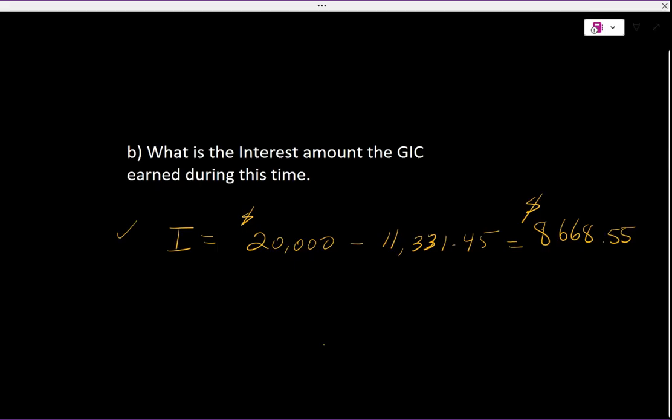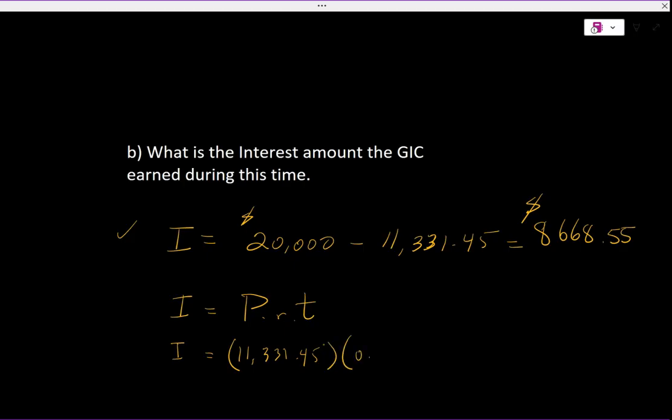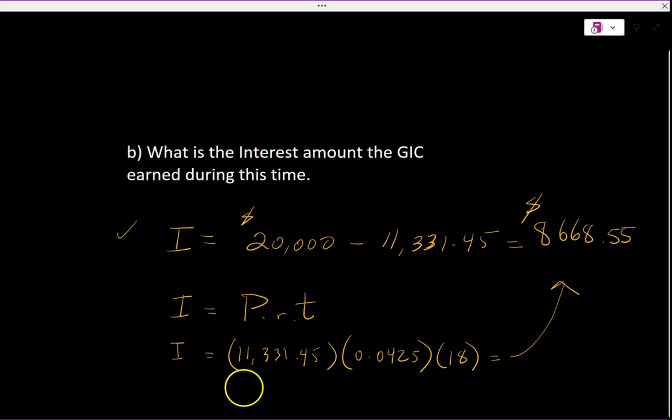The harder way is using this formula, the interest formula, which is PRT, okay? Now, I am not going to do that, but you can go ahead and plug numbers in for the principal amount that you got, which is 11,331.45 multiplied by 0.0425 multiplied by 18, and then you should get that number. And if you don't, there is something wrong. So the good thing about this question is it's very intuitive. So you can use either way and you will do fine.